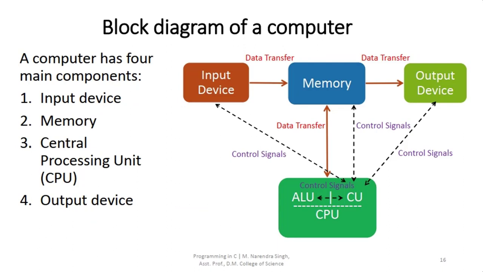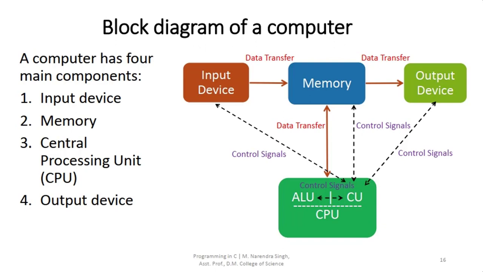Now let's come to the block diagram of a computer. A computer has four main components: input device, memory, central processing unit, and output device. I have kept memory and central processing unit separately for one reason. In fact, there are only three parts: input device, CPU, and output device. What is an input device? Our keyboard and mouse are input devices. Inside the central processing unit, there are actually three parts: the first is memory, the second is the ALU, that is arithmetic and logic unit, and the third is the control unit. These reside inside the CPU case, and the output device is our monitor or our printer.